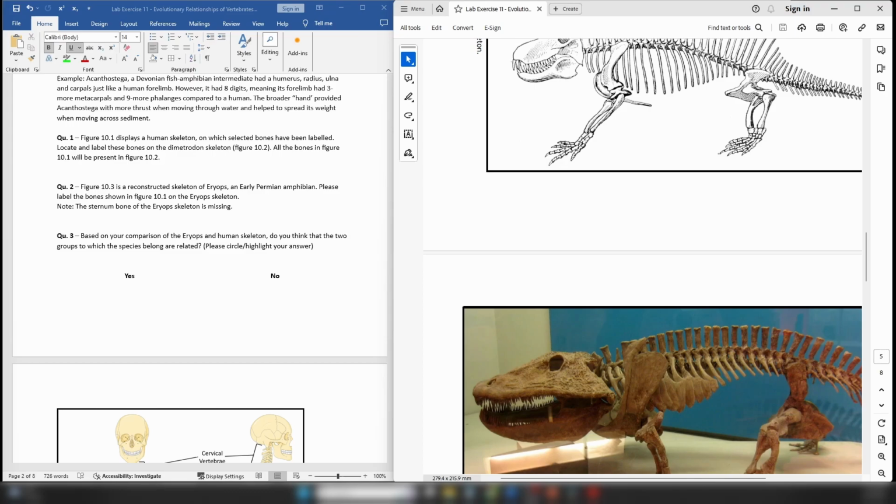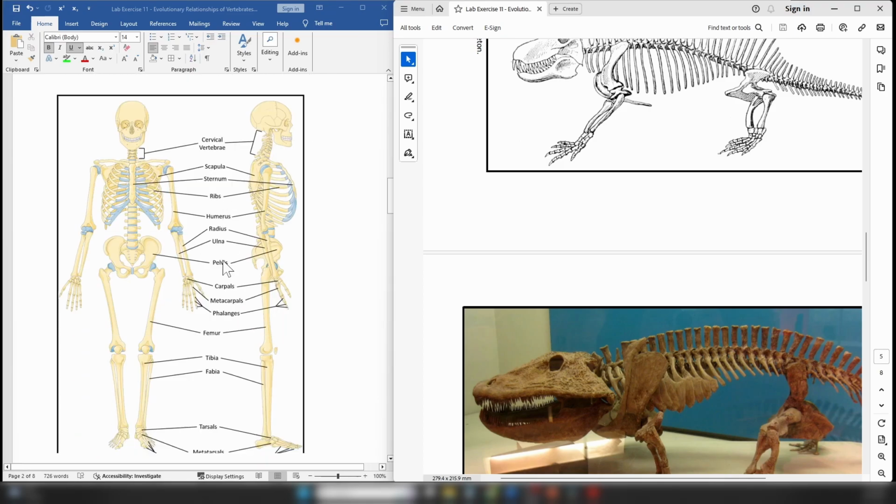Okay, so on to question 3. Question 3 is asking you to compare the Eryops and human skeletons, and then it's asking you whether you believe that the groups to which these two species belong are related to each other in some way. It's a relatively simple question with a relatively simple answer. It's a yes or no. So pick whichever one you believe is the correct one. So highlight it, circle it, and then we'll move on to question 4.